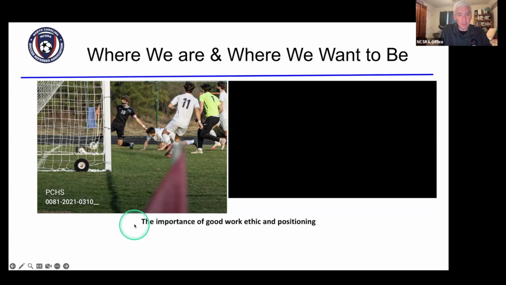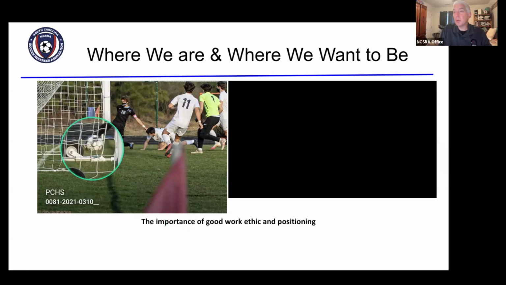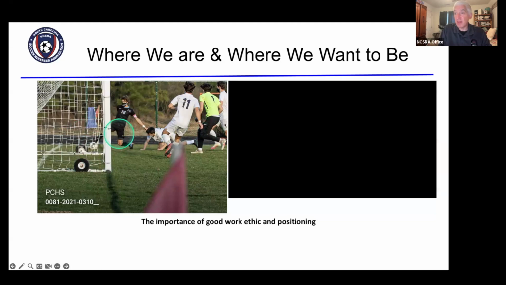And the ball is out of bounds. They scored on this. There is no AR to be found. Don't let this be you. Make the effort. Now, we could give the AR the benefit of the doubt and say that this was a breakaway. But given where the keeper is and the player on the ground, I don't know if it was a breakaway. And it's a state playoff game, like I said.